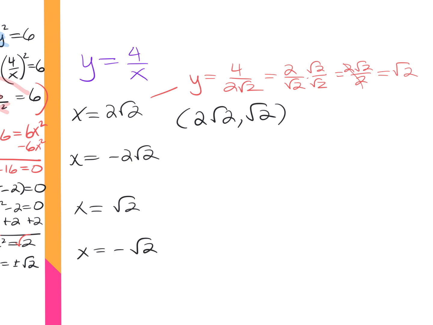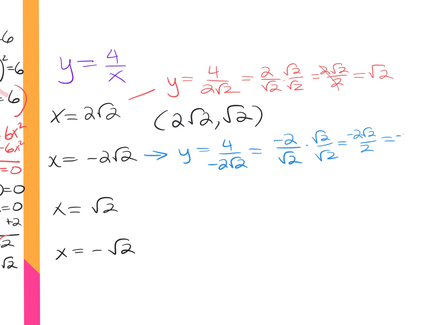Next, I'm going to plug in negative 2 square root 2. So for this one, y equals 4 over negative 2 square root 2. Again, simplify it. 4 divided by negative 2 is negative 2, and I still have the root 2 in the bottom. Rationalize. Negative 2 root 2 over 2 simplifies to just negative square root 2. So my next solution, plugging in negative 2 square root 2, gives me negative square root 2.